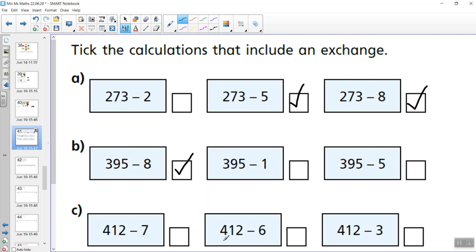That will be okay. I've got 2 ones and I need to take away 7, so I don't have enough. I'll need to exchange. I've got 2 ones and I need to take away 6, so I will need to exchange. And I've got 2 ones, but I need to take away 3, so I will need to exchange them.